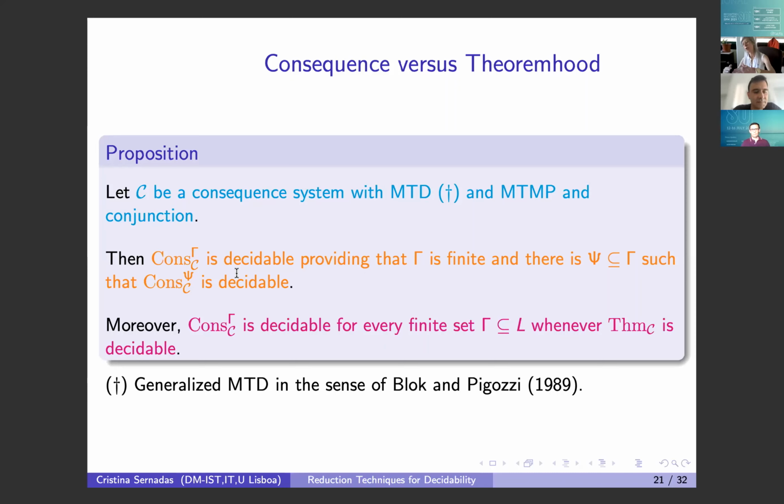So this means that you can start from a small set, so to speak, for which there is decidability, and then go up, of course, not going through the finite sets. In particular, if you know that the theoremhood problem is decidable, you can conclude that any consequence problem for any finite Gamma is decidable as well.